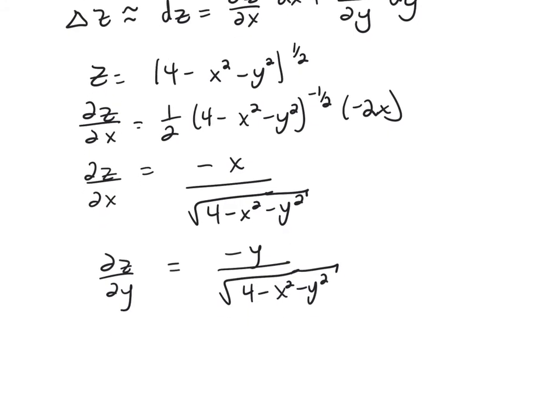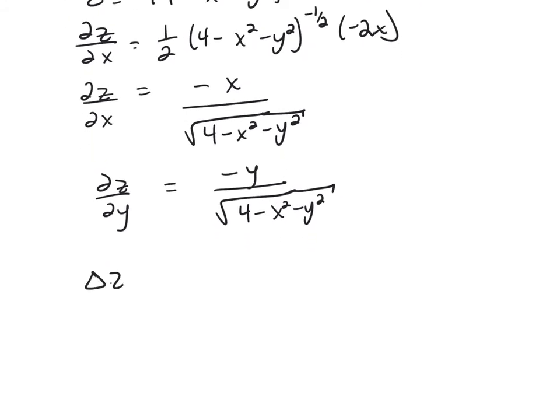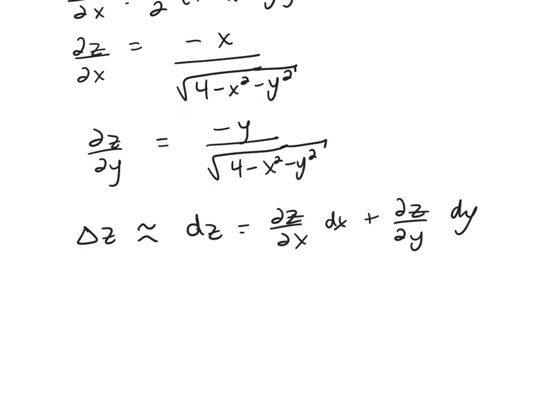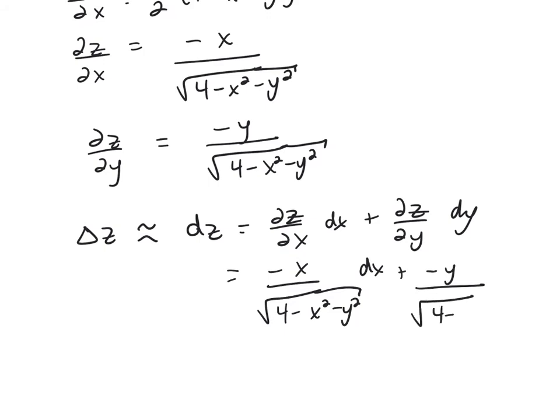So now we're going to go back to delta z, which remember is approximately dz, and I'm going to plug in my partial derivative of z with respect to x times dx plus my partial derivative of z with respect to y times dy. So plug in our partial derivatives: negative x over the square root of 4 minus x squared minus y squared times dx, and then negative y over the square root of 4 minus x squared minus y squared times dy.